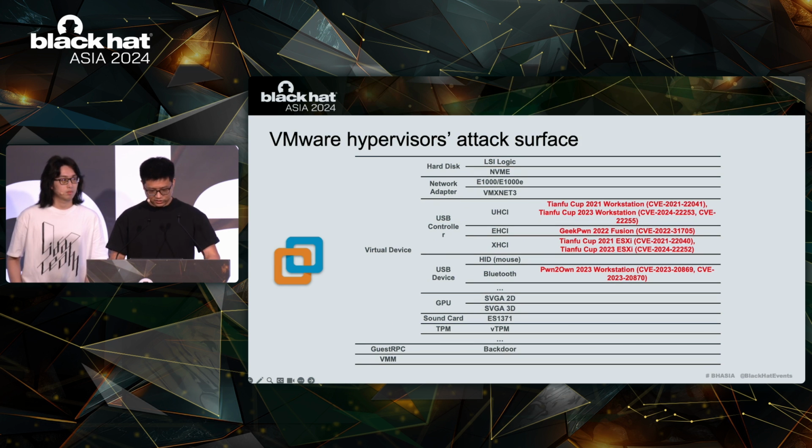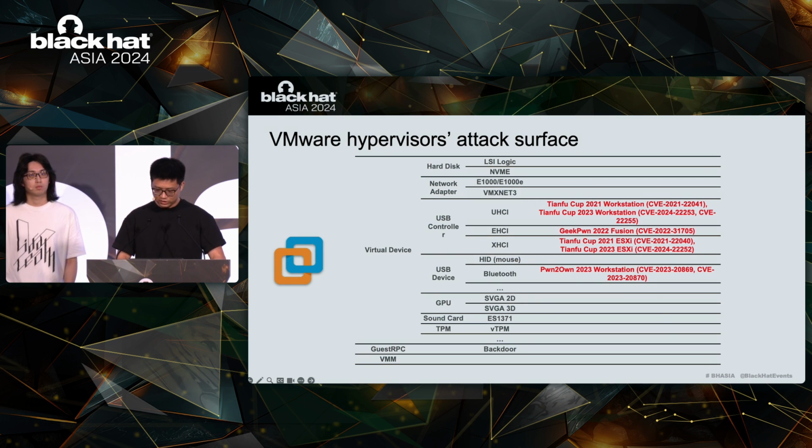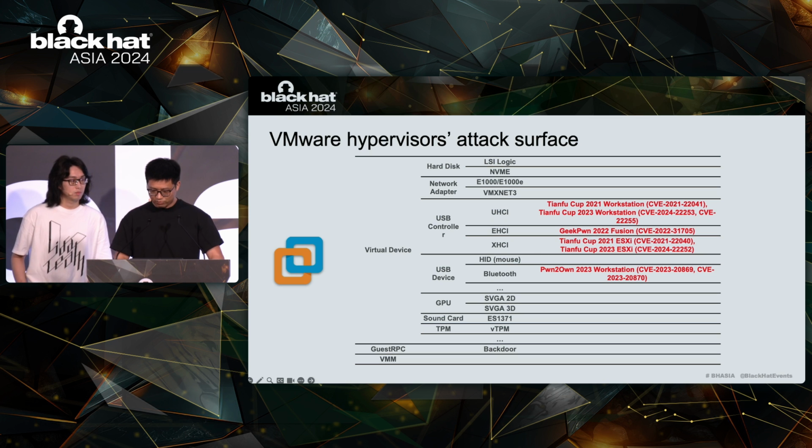So, what are the attack surfaces of VMware's hypervisor? I have a list, a table, and almost all of the modules on it have had vulnerabilities in the past, even leading to VM escape. Except for the VMM. I believe that VMM may also have vulnerabilities, just like KVM, but the difficulty of finding vulnerabilities in VMM may be too high compared to the ones above.